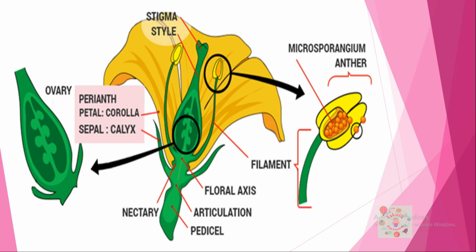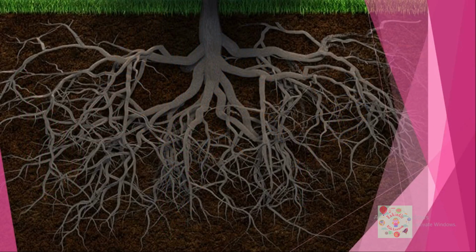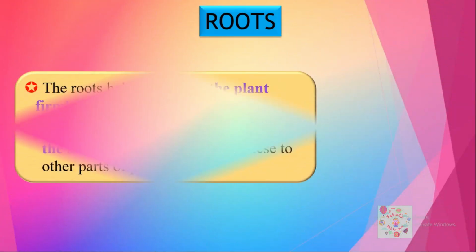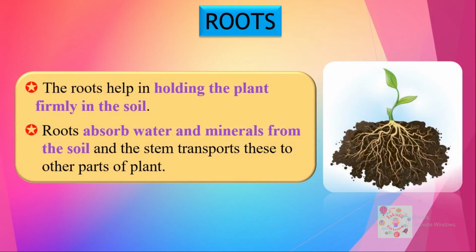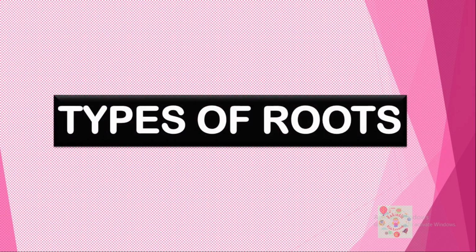Okay, so after studying about stem, leaves and flower, now we'll study about roots. The roots help in holding the plant firmly in the soil. Roots absorb water and minerals from the soil and the stem transports these to other parts of the plant. We already know this, right? The roots absorb the water and minerals from the soil and the stem transports these to other parts of the plant. What are the types of roots?